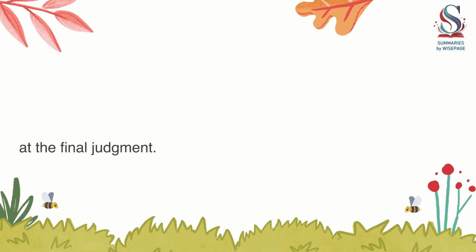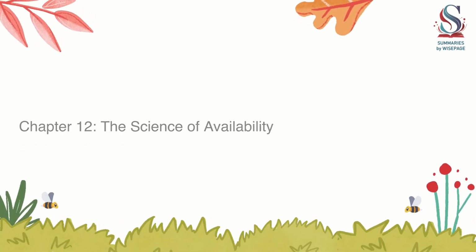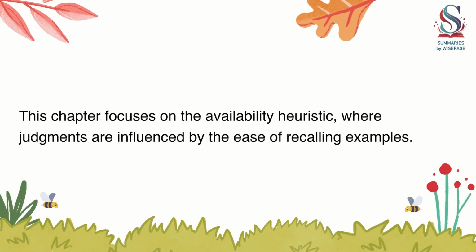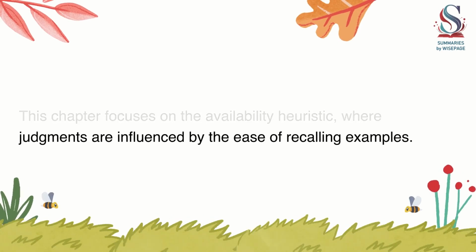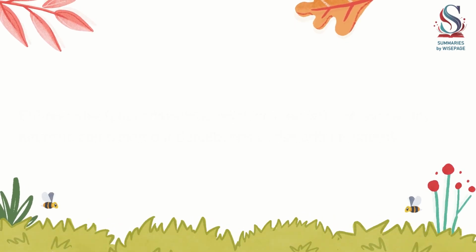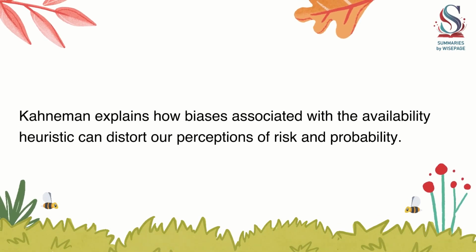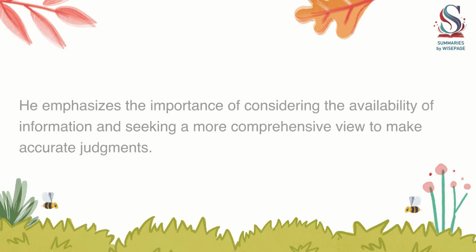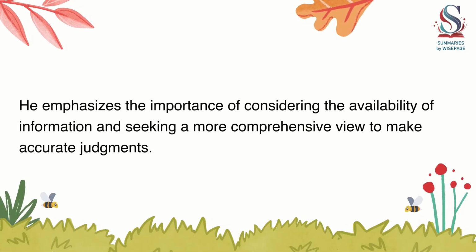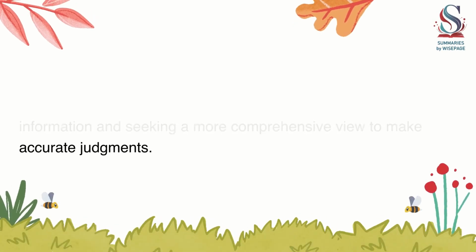final judgment. Chapter 12: The Science of Availability. This chapter focuses on the availability heuristic, where judgments are influenced by the ease of recalling examples. Kahneman explains how biases associated with the availability heuristic can distort our perceptions of risk and probability. He emphasizes the importance of considering the availability of information and seeking a more comprehensive view to make accurate judgments.